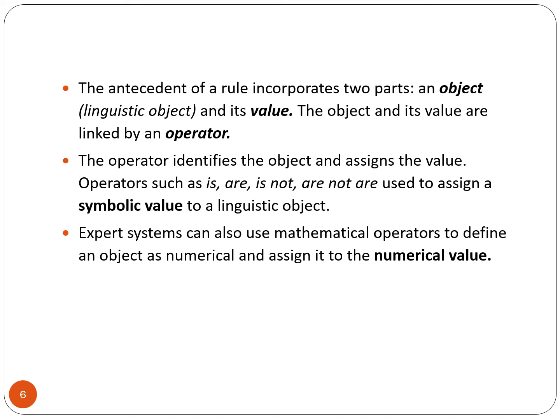Expert systems can use mathematical operators. Object and value are linked with a mathematical operator to define an object as numerical and assign it a numerical value. By using the operator, you can assign the object a certain numerical value. For example, you can use equal to, greater than, less than, and so on, based on numerical values.